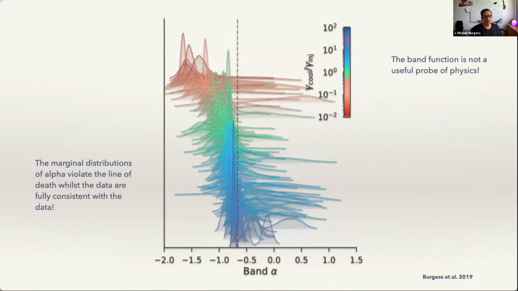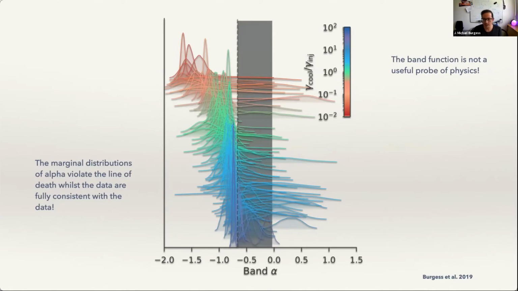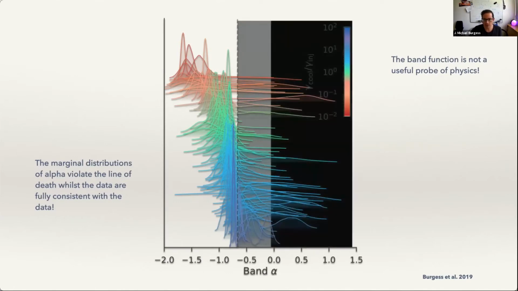The really interesting thing, coming back to what happens with the Band function, is we went back and fit all of these spectra with the Band function, and we compared what the cooling regime was to the alpha distribution. So this blue would be very slow cooled, the red would be very fast cooled. And you do see that this kind of mimics what we expect from the Band function, right? So you'll get steeper alpha for fast cooled spectra and harder alpha for slow cooled spectra. You can see we're sort of violating the line of death here. And even in this regime where we really wouldn't expect to be able to fit synchrotron spectra, we get alphas that would strongly violate the line of death.